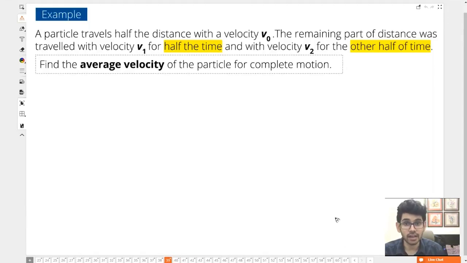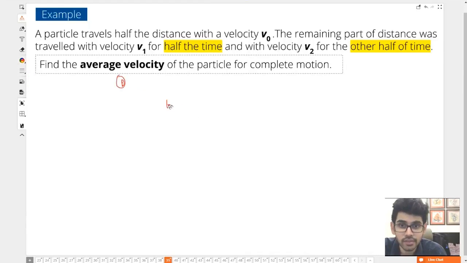A particle travels half the distance with velocity v0 and the remaining half with v1 for half the time and v2 for the other half of the time. Okay, so everybody start solving this. So a particle travels half the distance. Let's call the entire distance D. Okay, so this is the entire distance D.